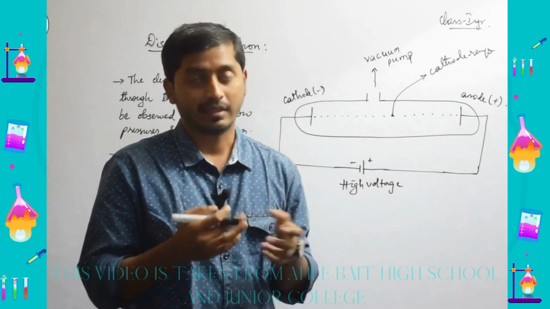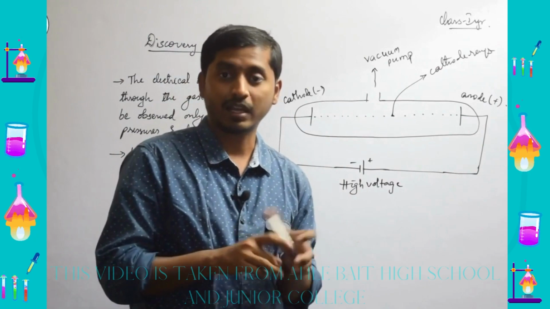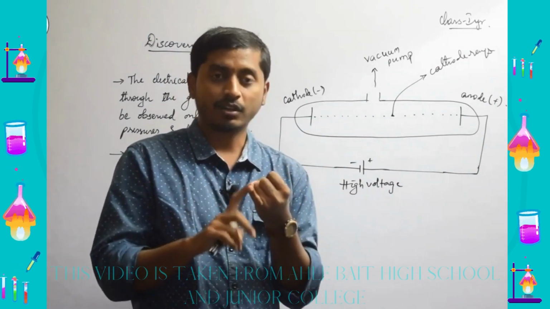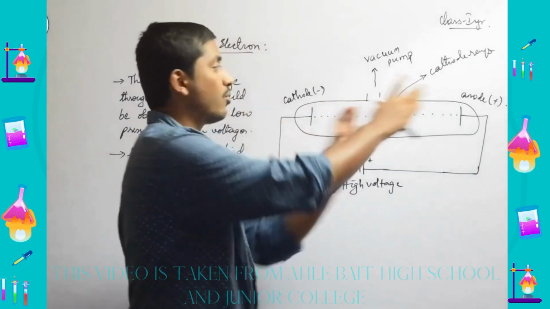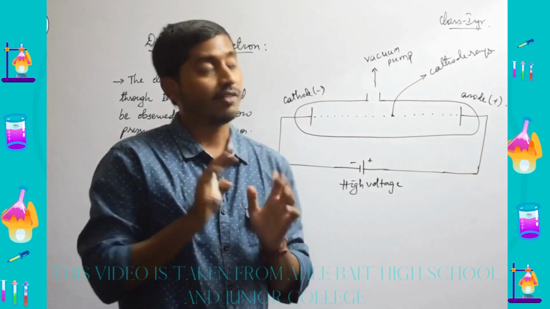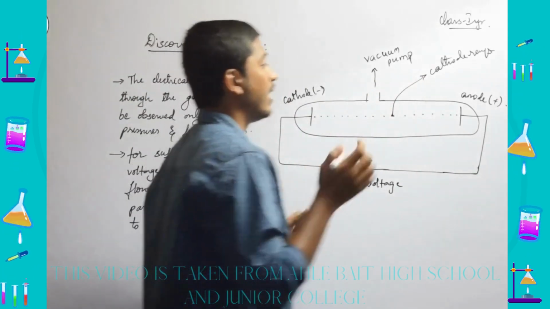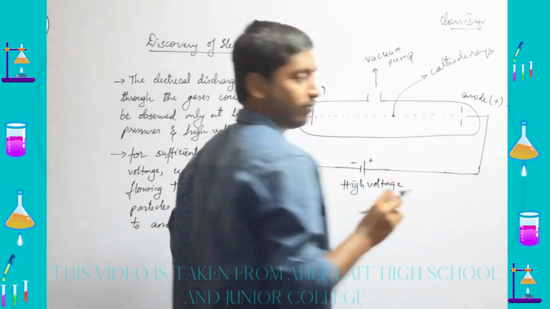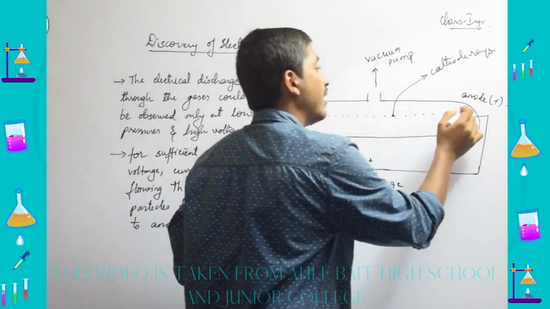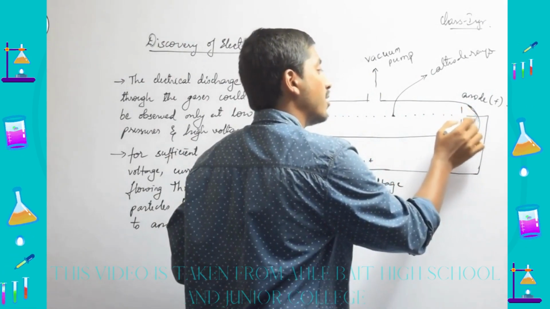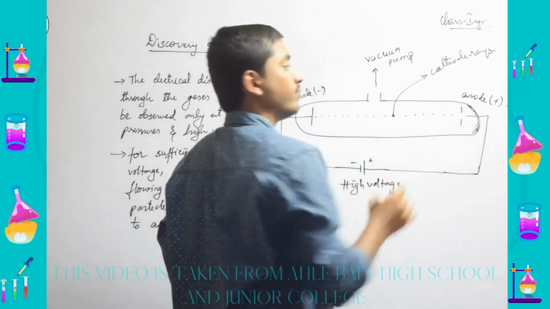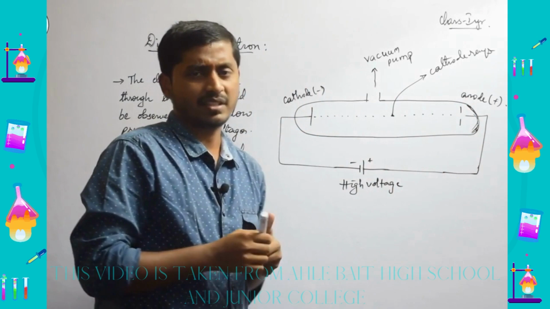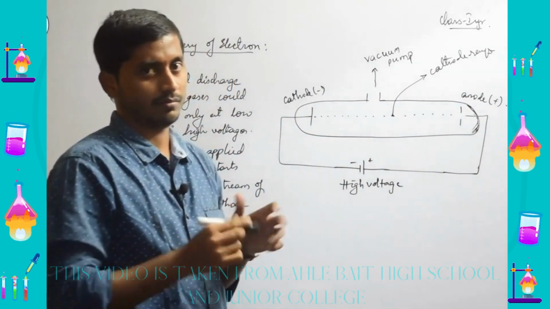What are those? The main conclusions of this experiment were that the cathode rays always start from the cathode to the anode. And one more thing he did was to make a very small hole in this, and he covered the outside portion with zinc sulphide, which can simply be called a fluorescent coating.